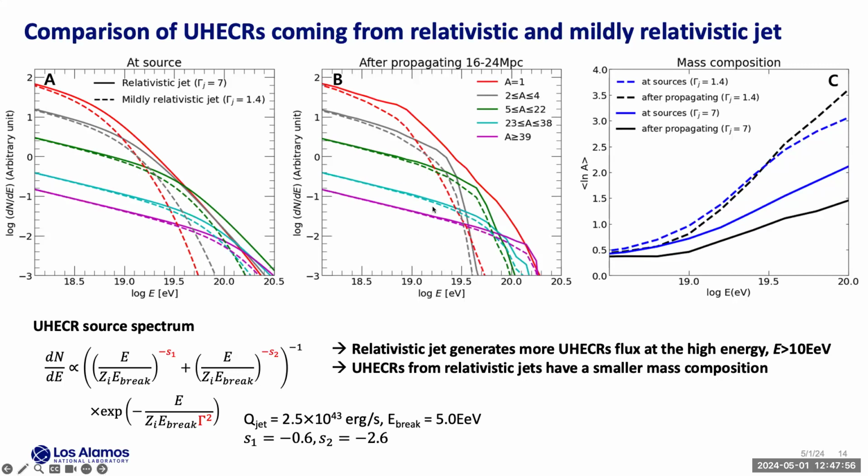Another interesting part is that if there are relativistic jets, then there are many more lighter elements compared to the energy spectrum from mildly relativistic jets. So this phenomenon generates some kind of mass composition trend. So let me summarize this slide: if there is a relativistic jet, then the high energy part has more flux, and the mass composition will be lighter.